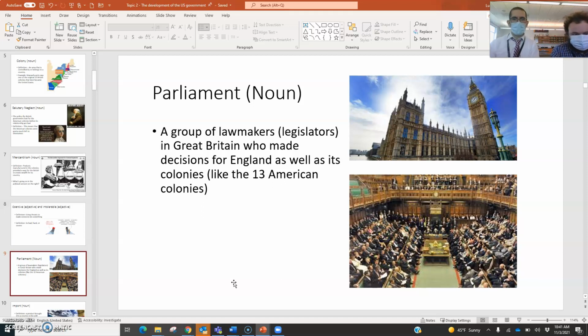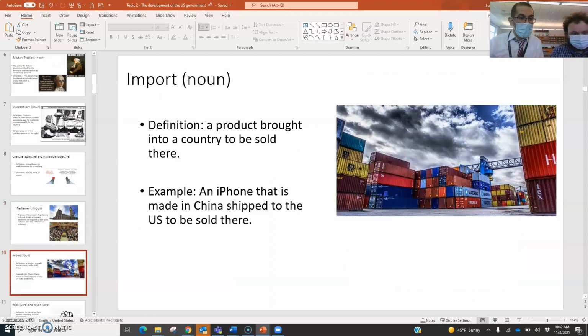Absolutely. And does Parliament still exist today? It sure does. Oh, wow. But do they make decisions for the American colonies? No, they make decisions for the British people. For the British people, yeah, because again, America is independent now.